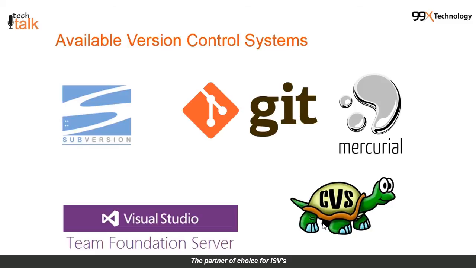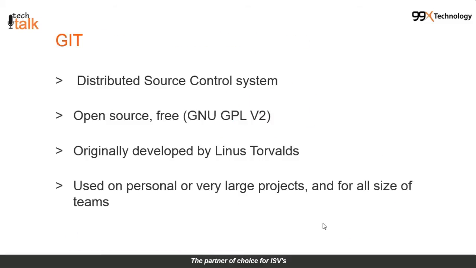So let's see what version control systems are available nowadays. We have Subversion, Git, Mercurial, CVS, and Team Foundation Server. Today we are going to focus on Git. So what is Git? It is a distributed source control system. It's open source and free software. It was originally developed by Linus Torvalds, and it's used on very large projects and by all sizes of teams.